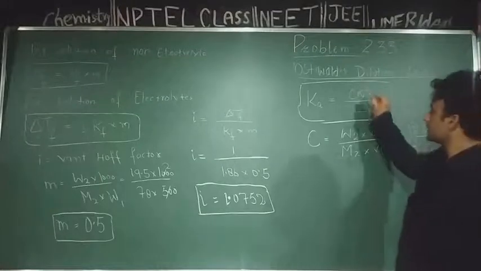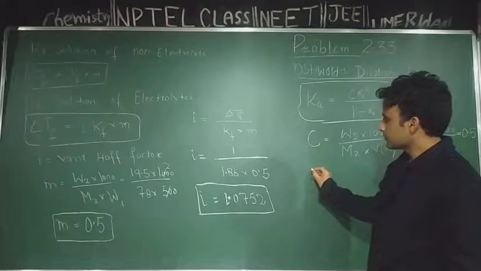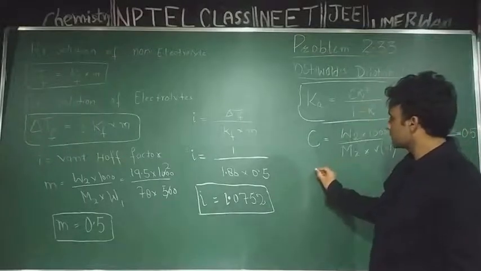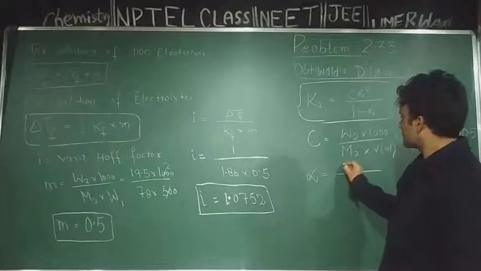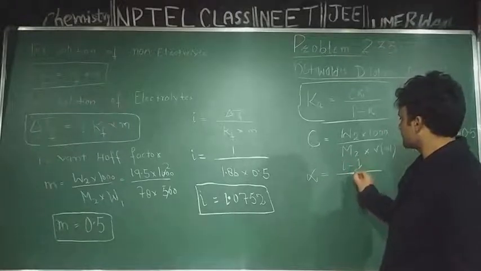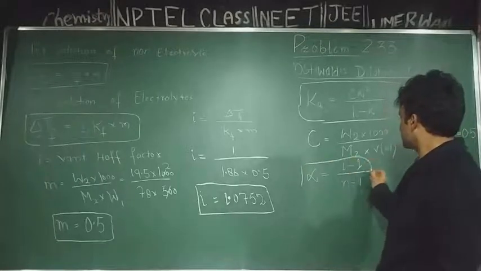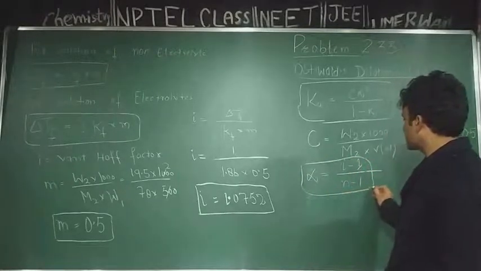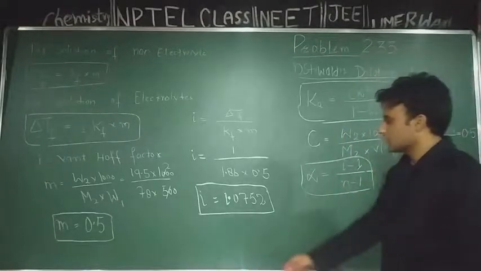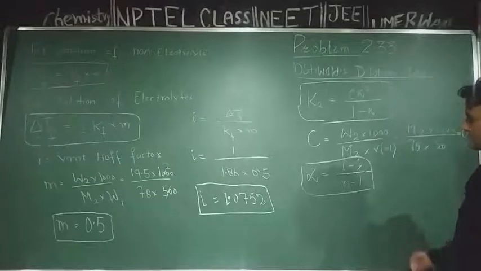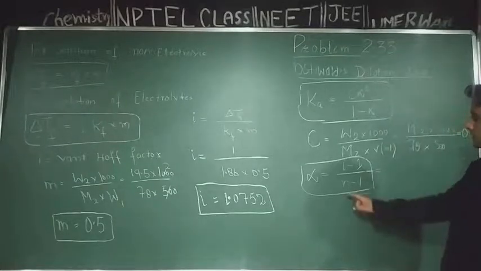Now I need to calculate degree of dissociation. I know Van 't Hoff factor is related with degree of dissociation by this equation. Degree of dissociation is equal to I minus 1 divided by n minus 1. So using this equation I can calculate degree of dissociation. For that I need to know n.